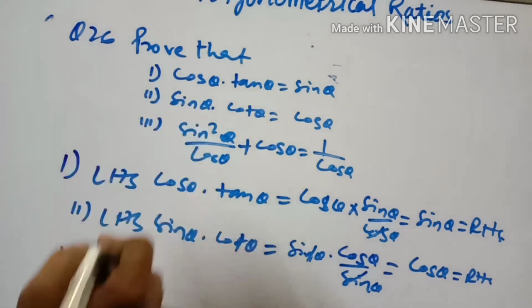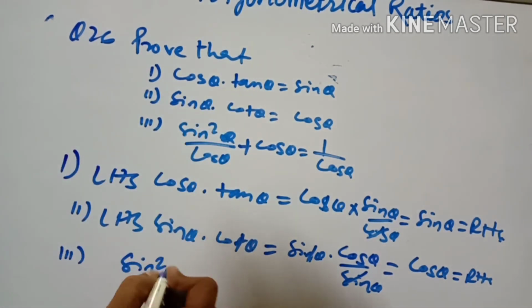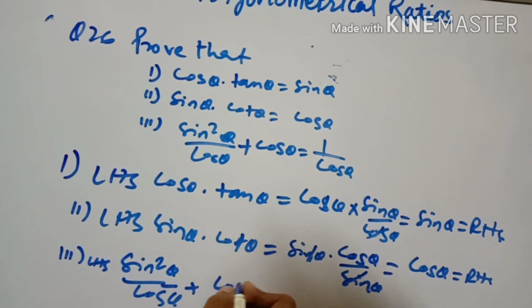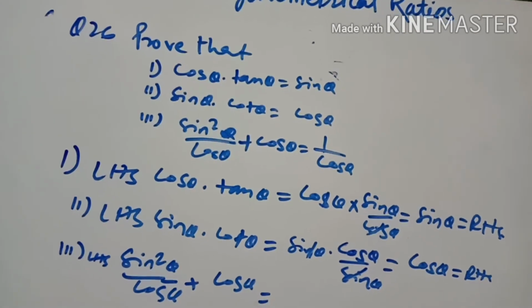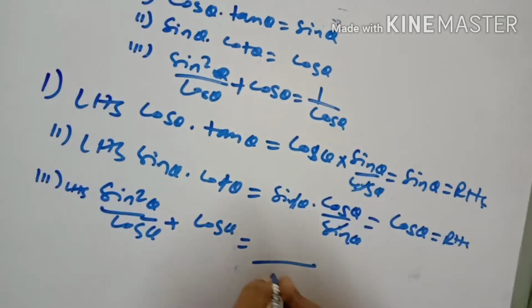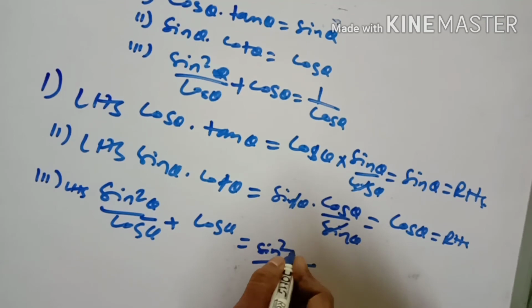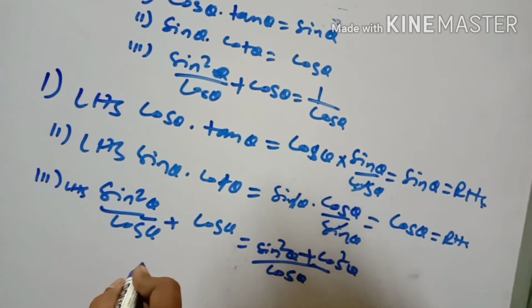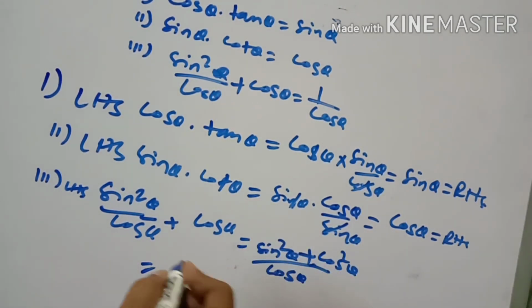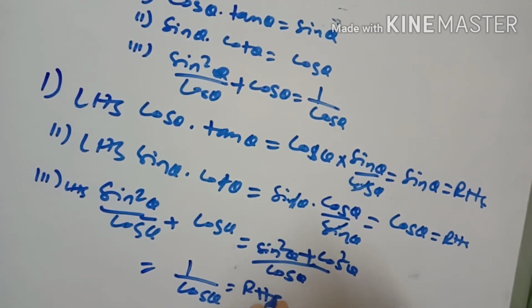Number 3, it is given sin square theta by cos theta plus cos theta. LHS, with cos theta as the LCM, it will come sin square theta plus cos square theta. As we know, sin square theta plus cos square theta equal to 1, so 1 by cos theta. This is your right hand side. Write down please.